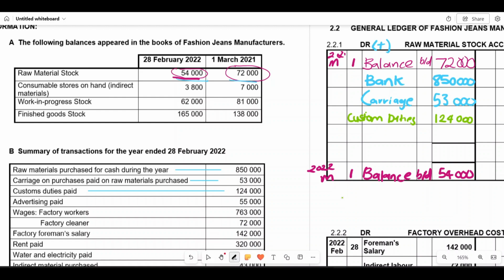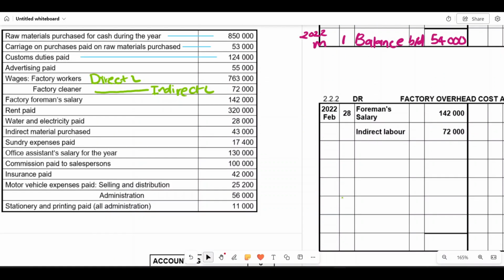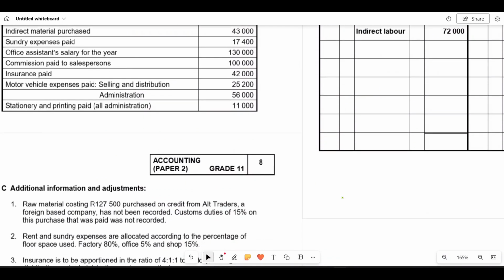Now advertising, remember, it's part of your selling and distribution. Wages for your factory workers, this is your direct labor cost. And for factory cleaner, remember, this would be your indirect labor because these people are not involved in the actual production. Now, factory foreman salary, it will be indirect labor, rent paid. Okay, these are expenses relating to the factory. Now, indirect materials.